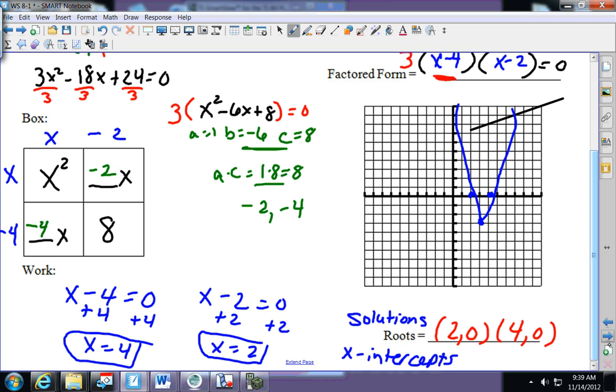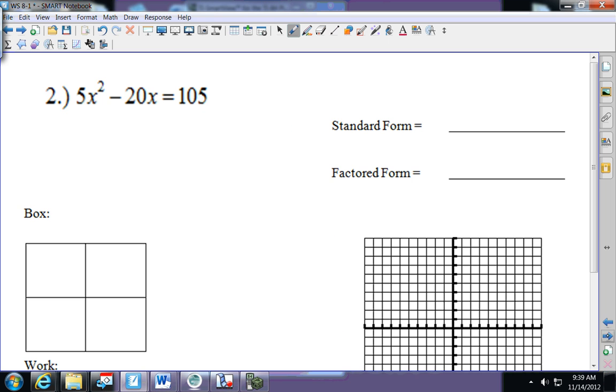Okay, let's look at the next one. First off, the first thing we have to do is put it into standard form. So if I go to put it in standard form, I have to move this 105 over. So I've got to subtract 105 from each side. I get 5x squared minus 20x minus 105 equals 0. Well, that's standard form.